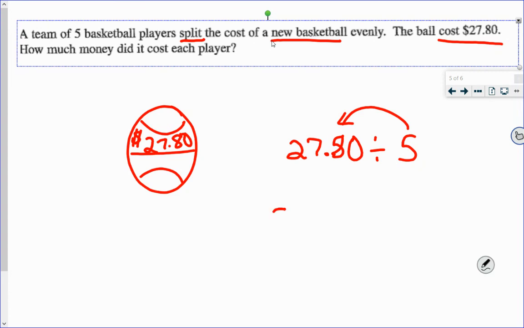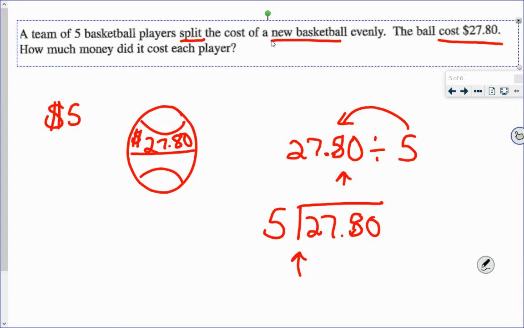So normally it looks like this when we do division. This means the same thing as this. 2780 divided by 5. This is also 2780 divided by 5. Okay, do that on a calculator. Let's just go ahead and use our calculator again. So we put 2780 in the calculator first. That's the total. When you divide anything, you always put the total in first. Divided by 5 people gives us that each player will pay $5.56.